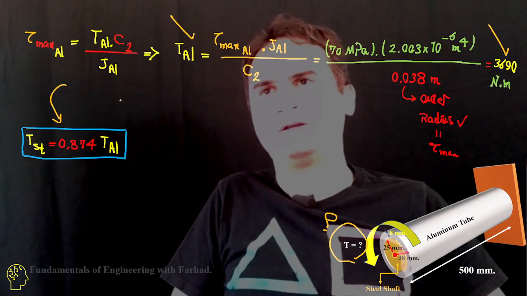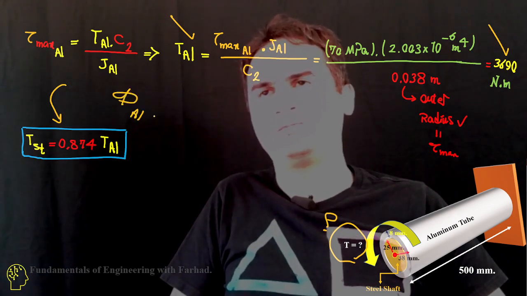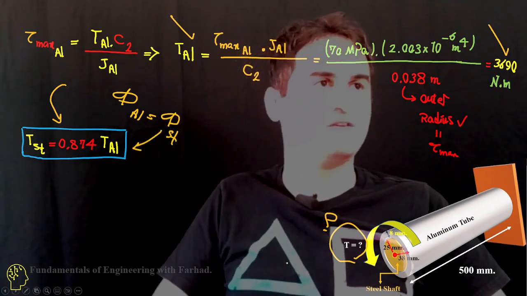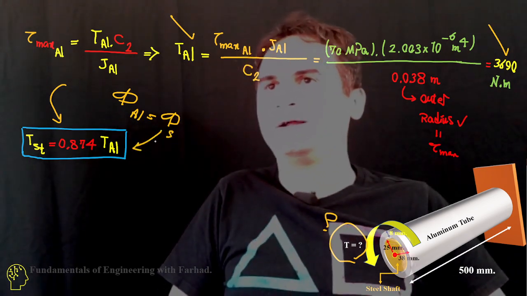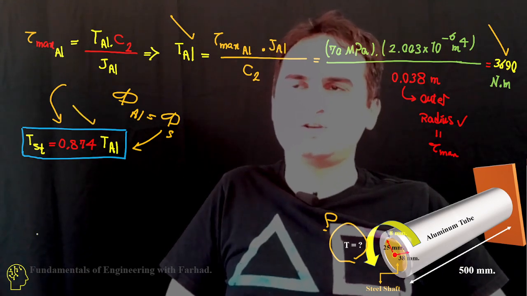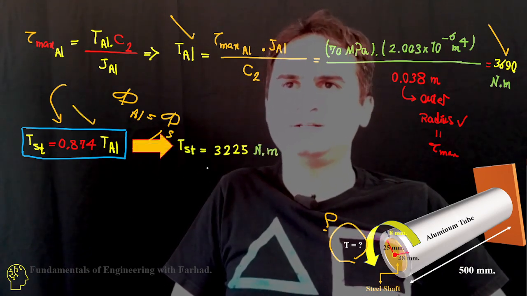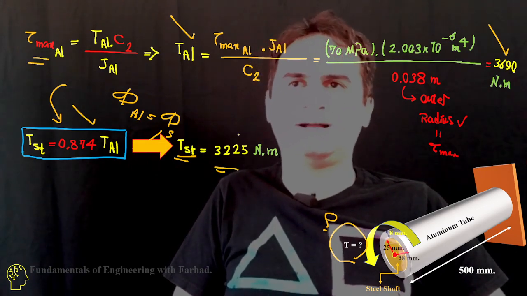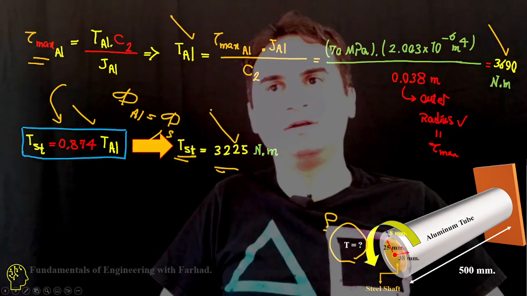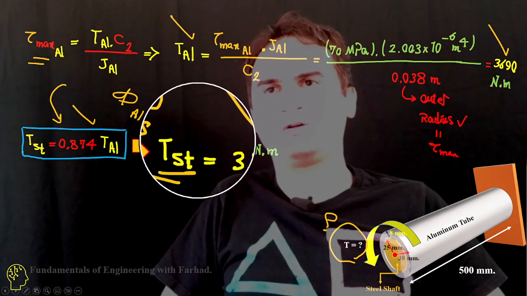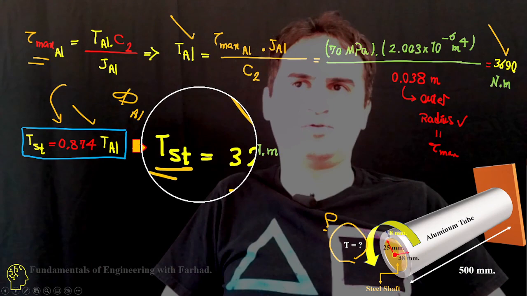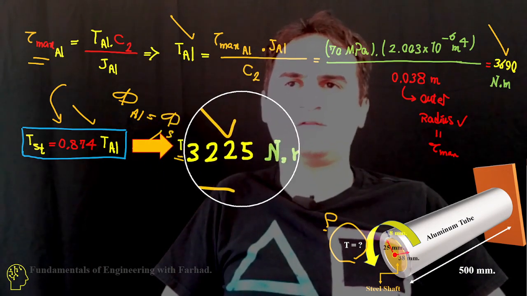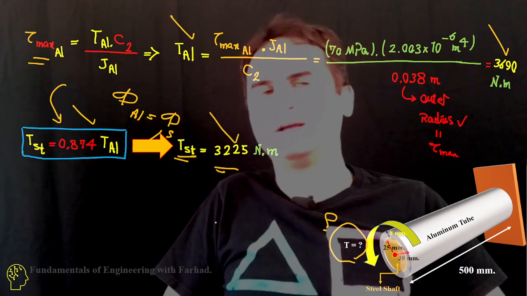If you remember the compatibility relation, phi aluminum is equal to phi steel, and that gives us this equation. We may expand it, and with this relation between them, if we have one of them, we can easily calculate the other. Having the aluminum one, we can calculate the steel. It gives us a proportional torque for steel of 3,232.5 newton meters.